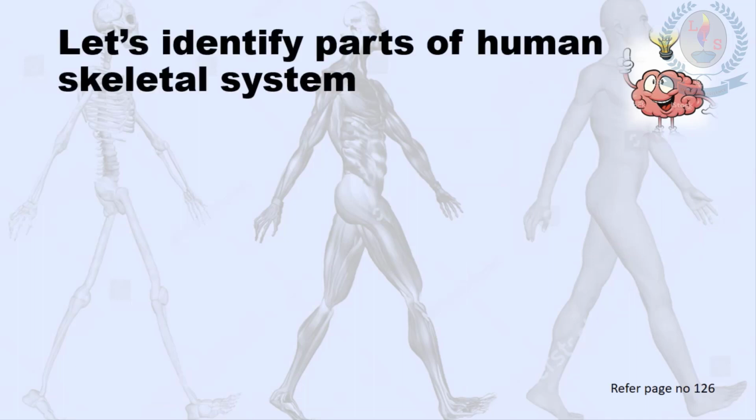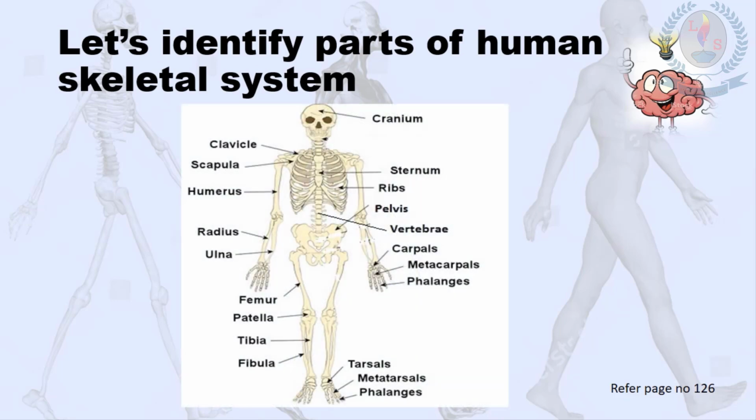Next, we are going to identify the parts of the human skeleton system using a typical diagram. I believe you only need to identify these parts because it's very important for your further understanding. Let's start from the cranium. As I explained earlier, the cranium is the bone which covers our brain, eyes and ears.